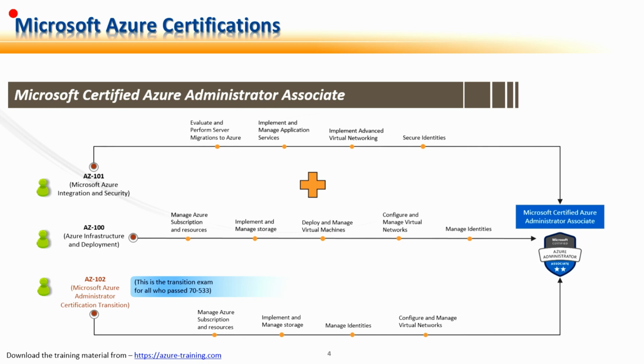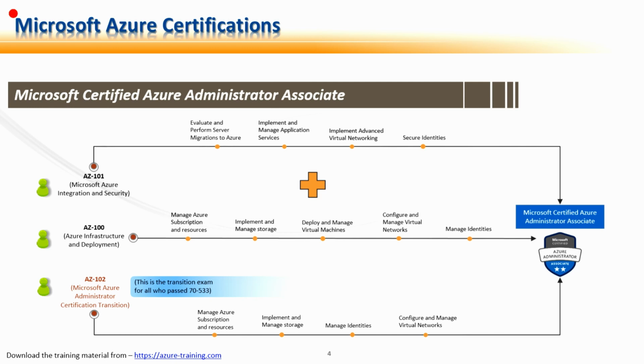If a person has not appeared for 7533 and cleared it, then that person has to take 2 certifications, which are AZ-100 and AZ-101. The first is AZ-100, which covers Manage Azure Subscriptions and Resources, Implement and Manage Storage, Deploy and Manage Virtual Machines, Configure and Manage Virtual Networks, and Manage Identities.